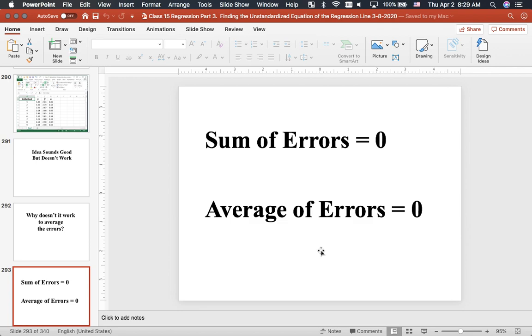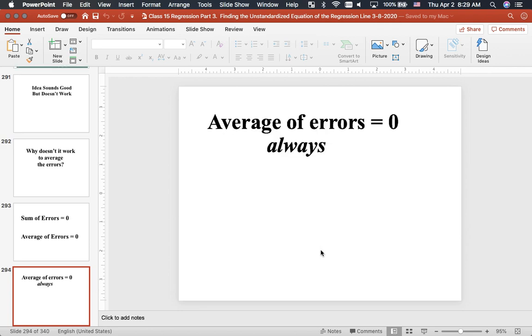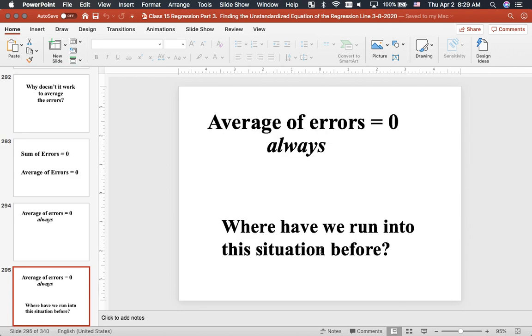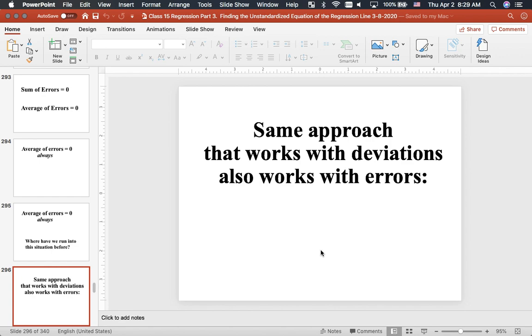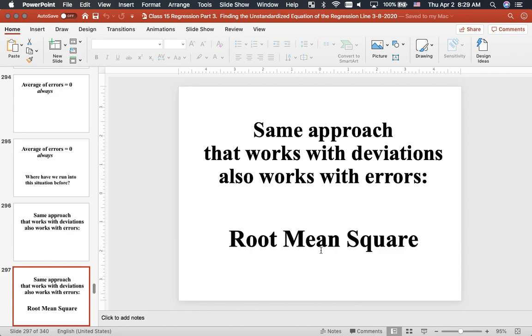So we've seen this before, right? Where do we see this? Wasn't it if we did what? Deviations, yeah. So what worked with deviations? What do we do to deviations? Oh, we squared them. And then we took the root mean squared. So that's where this root mean squared error is going to come from.